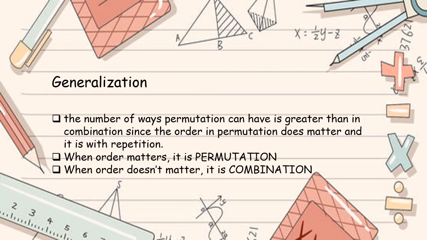And for the generalization, the number of ways permutation can have is greater than in combination since the order in permutation does matter. When order matters, it is permutation, and when the order doesn't matter, it is combination.